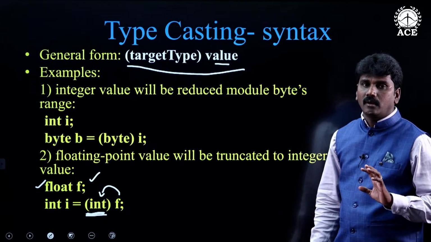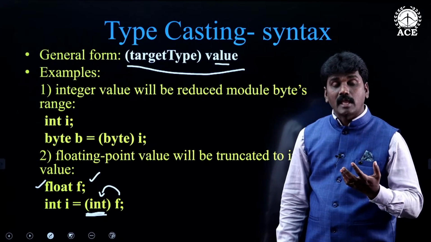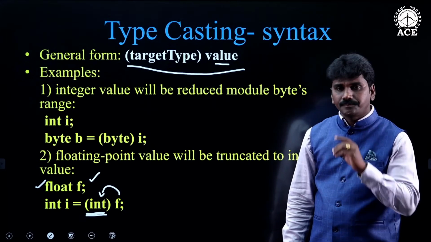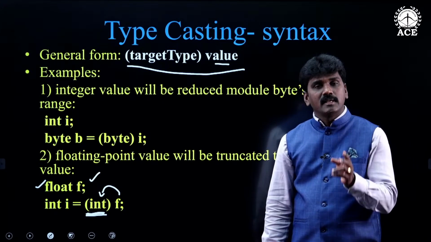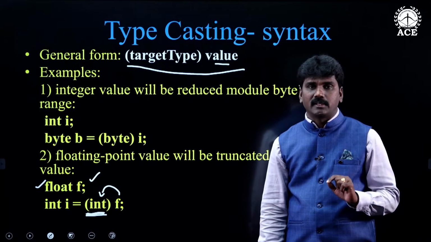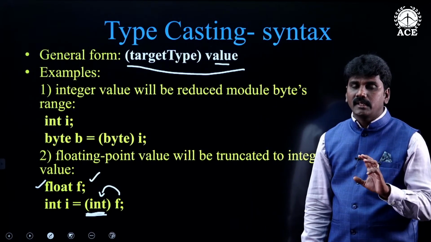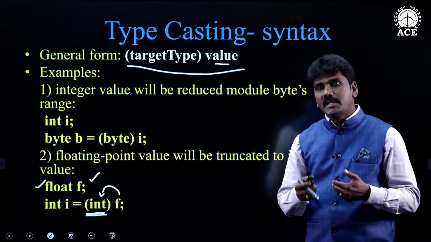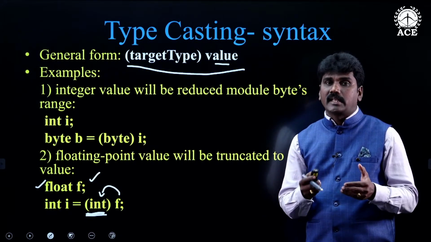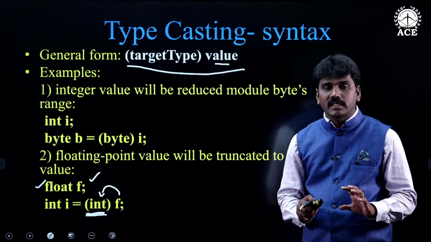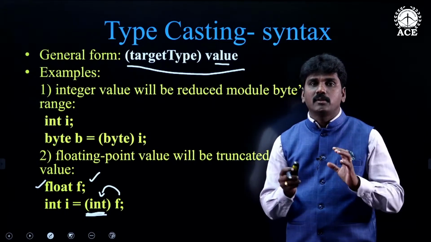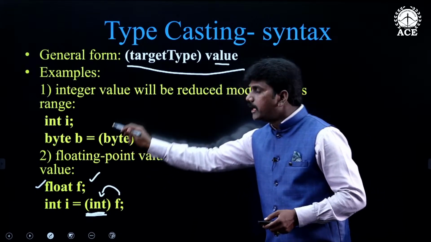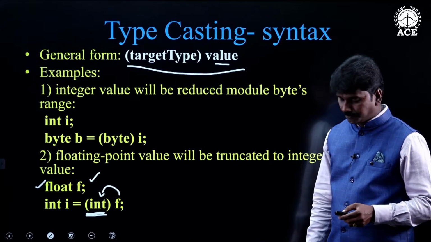What are the different type conversions available? One is implicit type conversion, the second is explicit type conversion. Implicit type conversion can also be called widening type conversion, whereas explicit type conversion is nothing but typecasting. What we do in typecasting is narrow the size. How? By the help of this syntax.